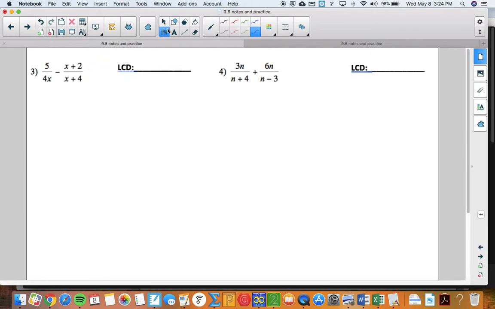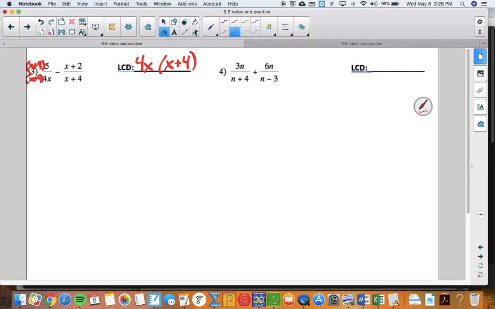Number 3, I need to make a common denominator. And one way you can do that is by multiplying the denominators together. So I have 4x. That's one of my denominators, and I could multiply that by x plus 4. So this denominator is missing the x plus 4, so I'm going to multiply the bottom by x plus 4 to get a common denominator. But what I have to do on the bottom, I have to do on the top. So I'm going to multiply this 5 with an x and a positive 4.